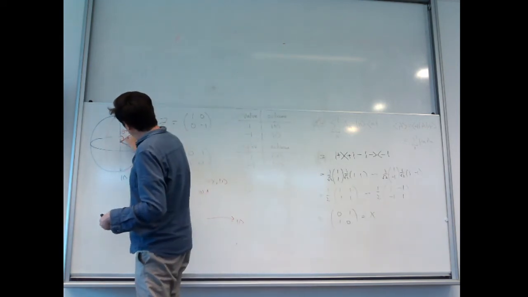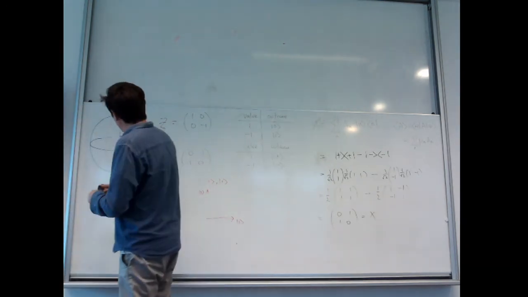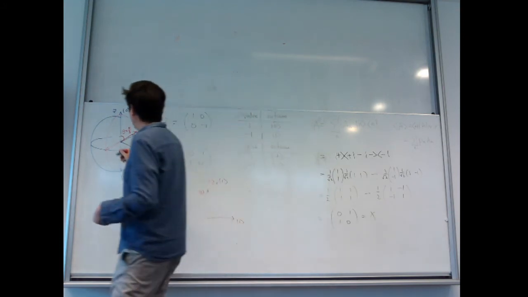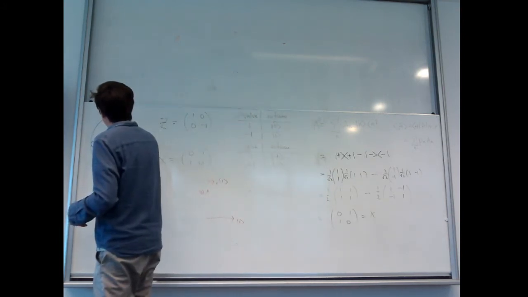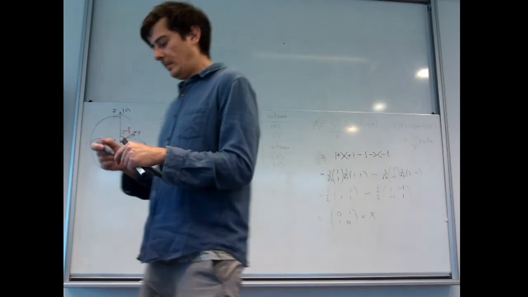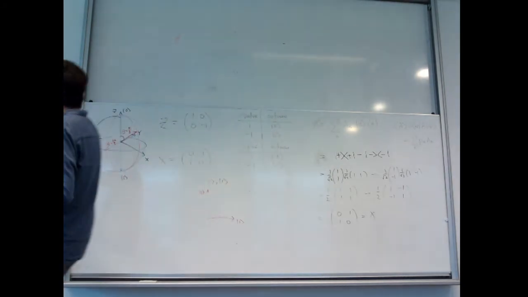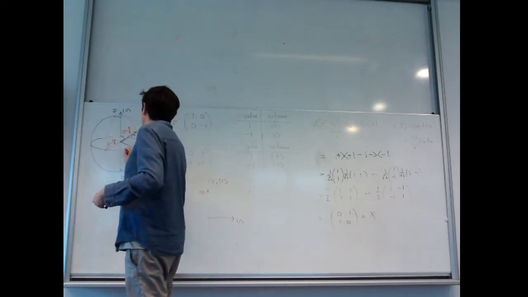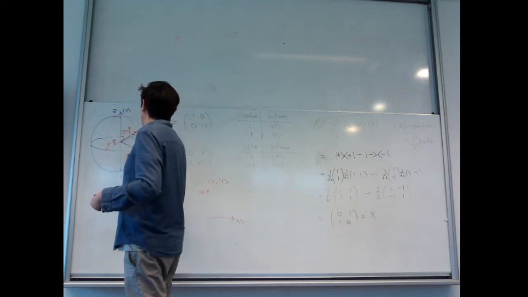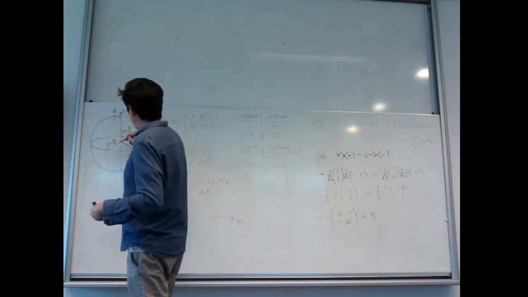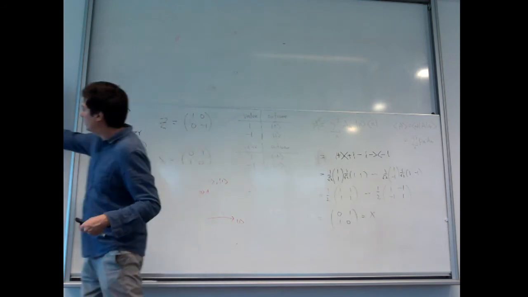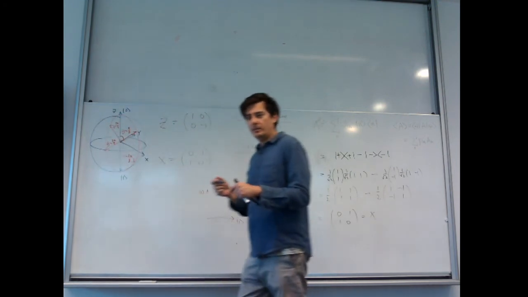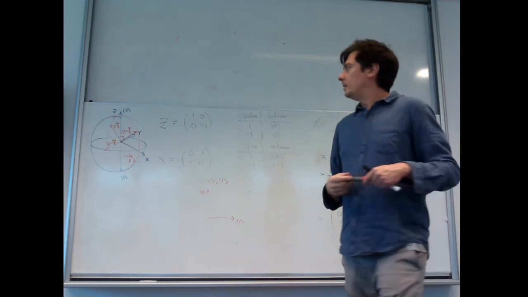So for this state, which is pi over 8, the orthogonal state is just the one that's pointing in the other direction. So this one would be the one I've labeled by 5 pi over 8. For this one, here's the one which I've labeled 3 pi over 8, and then the orthogonal state to that, which is the 7 pi over 8 one, is the one pointing in the other direction. Okay.